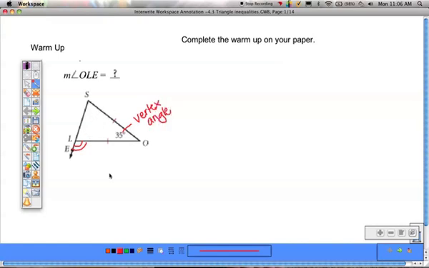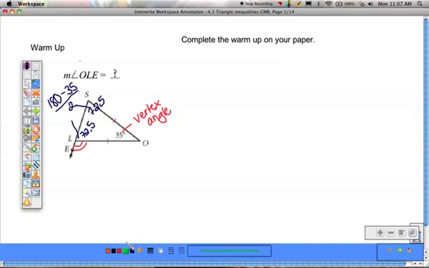The two base angles should be congruent. So to figure out these two angles right here, we're going to take 180 minus 35 and divide by 2. All right, so if you do that, each of these is 72.5.